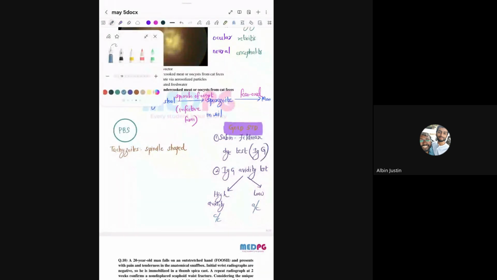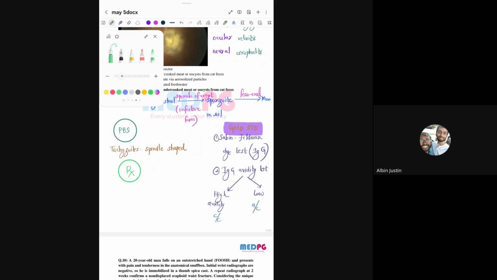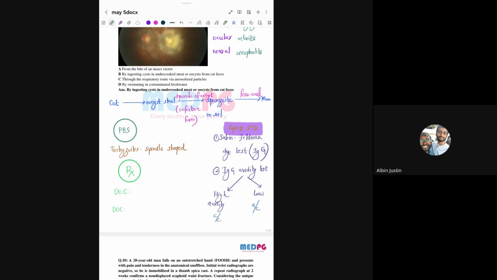And now, last but not the least, what is the drug of choice? The drug of choice is pyrimethamine plus sulfadiazine. In pregnancy it is spiramycin.